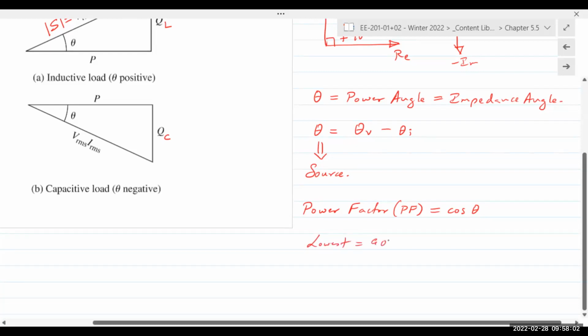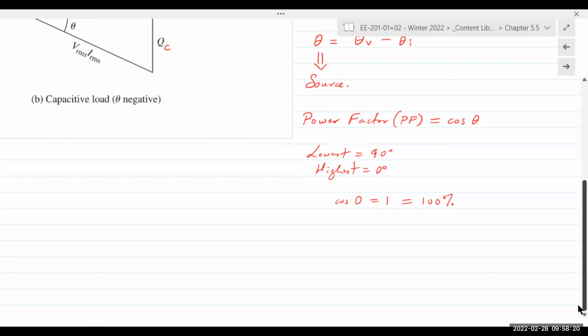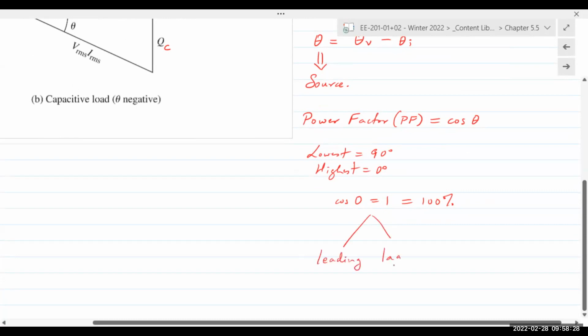Lowest would be 90 degrees. Highest would be 0 degrees. And cos of 0 is 1. Power factor is written down as a percentage, and it is defined as leading or lagging.